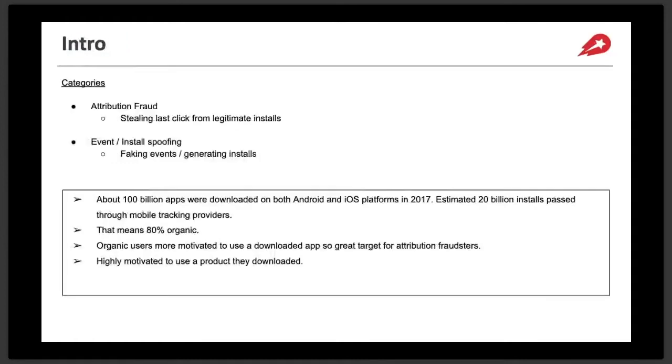So just to categorize it in an intro, there's two main types of fraud. The attribution fraud, which is stealing last click from legitimate installs. And there's event install spoofing, so generating events and installs from thin air.